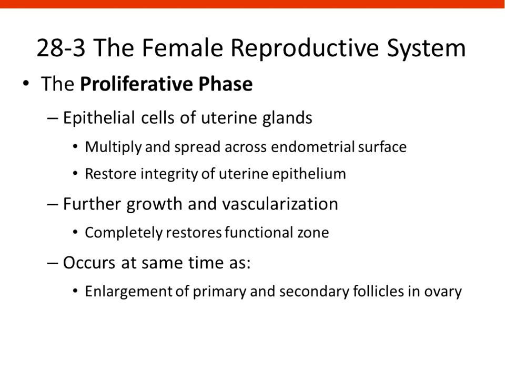Proliferation phase, the epithelial cells of the uterus gland will multiply and spread across that endometrial surface, and it restores the integrity of the epithelium. We have more vascularization and more growth that will restore that functional zone in this proliferation phase. So we are increasing the wall of the endometrium, and we're replacing that functional zone that we lost during menstruation. Now note here, at the same time that this is happening, there's enlargement of the primary and secondary follicles in the ovary. So we are going through this process of ovulation.